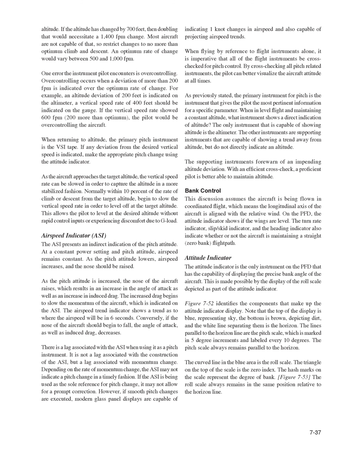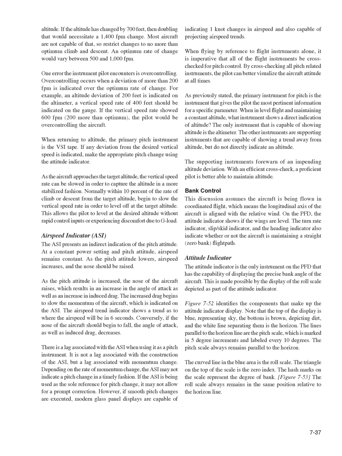One error the instrument pilot encounters is overcontrolling. Overcontrolling occurs when a deviation of more than 200 FPM is indicated over the optimum rate of change. For example, an altitude deviation of 200 feet is indicated on the altimeter. A vertical speed rate of 400 feet should be indicated on the gauge. If the vertical speed rate showed 600 FPM, 200 more than optimum, the pilot would be overcontrolling the aircraft.